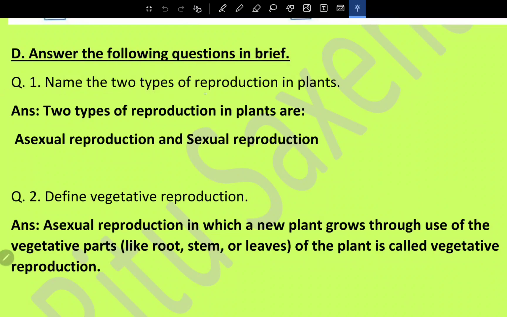Question number 1. Name the two types of reproduction in plants. Two types of reproduction in plants are asexual reproduction and sexual reproduction. There should be one full stop. Define vegetative reproduction. Asexual reproduction in which a new plant grows through the use of the vegetative parts like roots, stem or leaves of the plant is called vegetative reproduction.